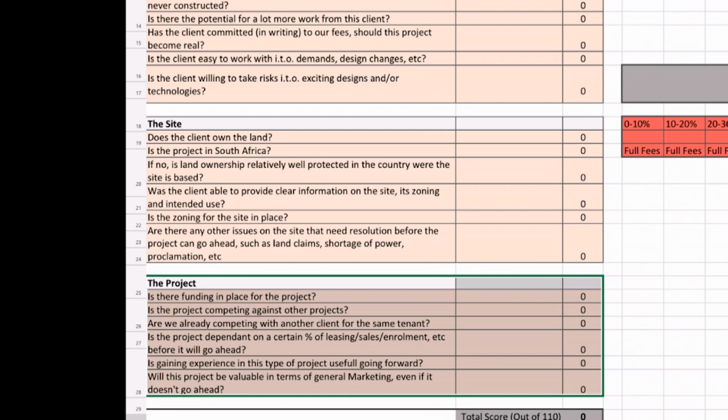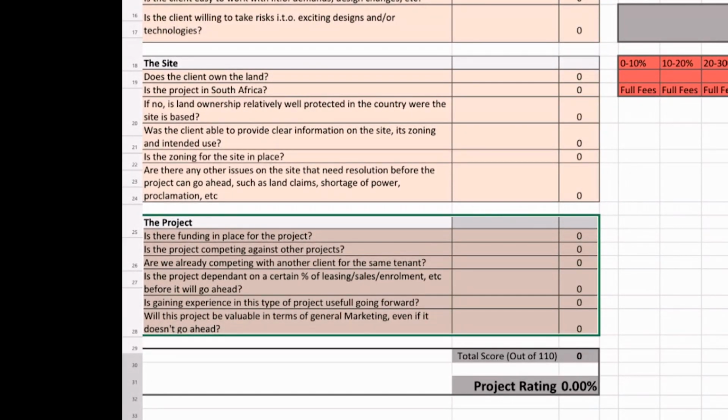Is the zoning in place? You don't do work on risk and only find out that you haven't got the rights, or they're going to take 3 or 4 years for those rights to come through. And then we look at project risk. So is there funding in place for the project? Is the project competing against other projects? Are we already competing with other clients for the same tenant? That often happens in large practices. And so when you go through that, it comes up with a total score at the base.